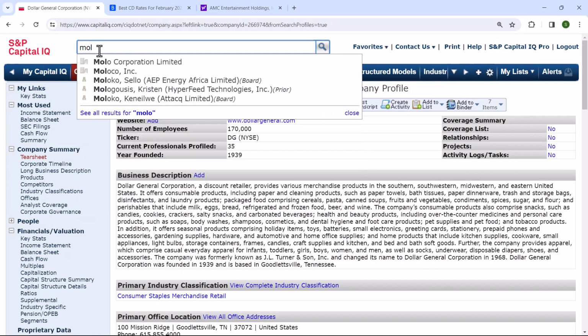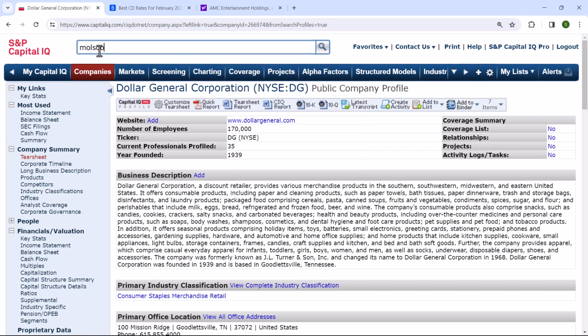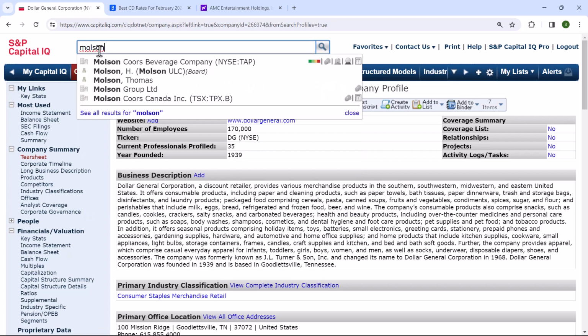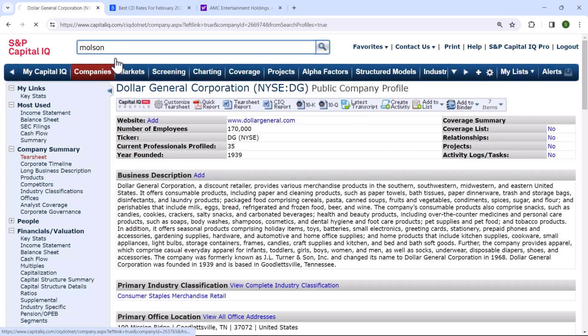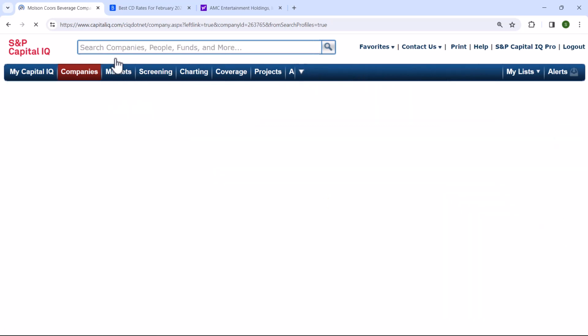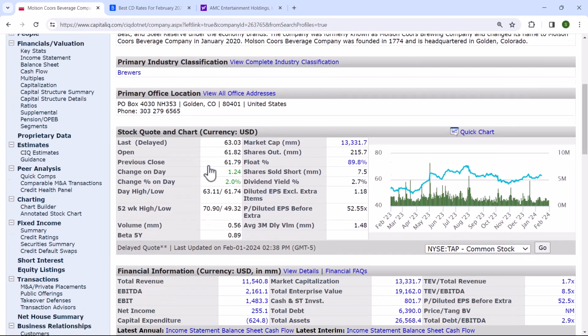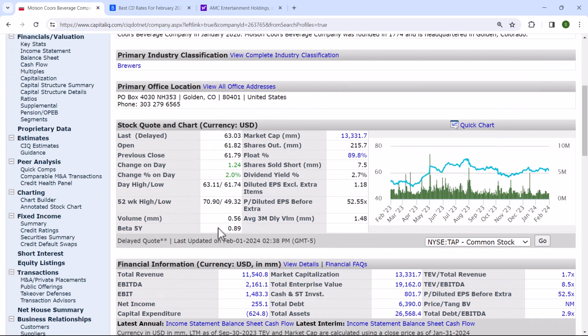Molson Coors is generally, here we go. They make Coors beer among other things. So a kind of a lower cost beer. It's not extremely low, but it is less than 1. It's 0.89. So it isn't very sensitive to market fluctuations.